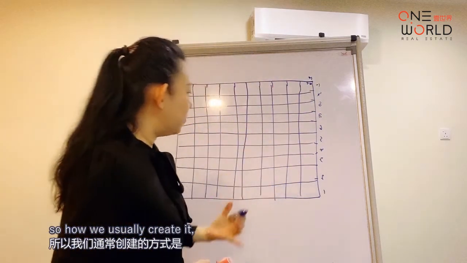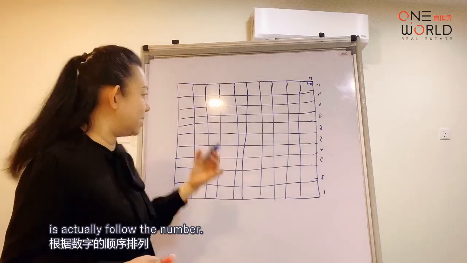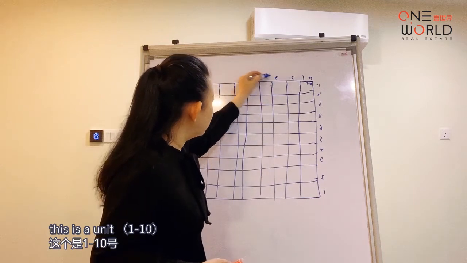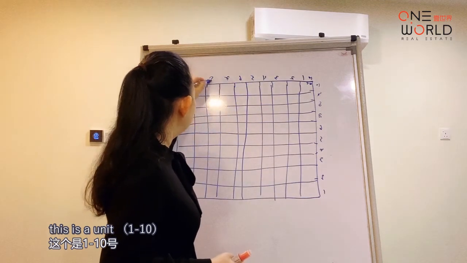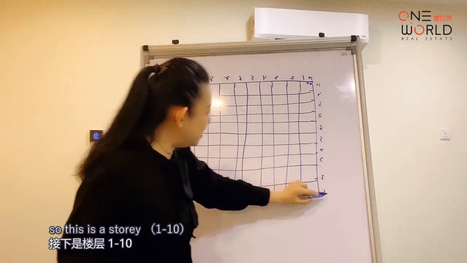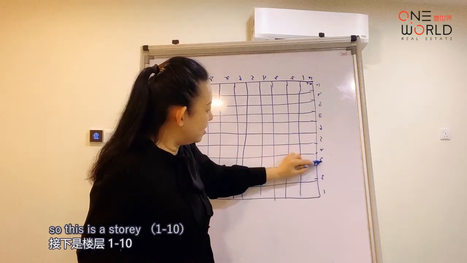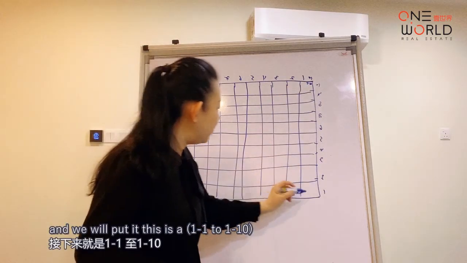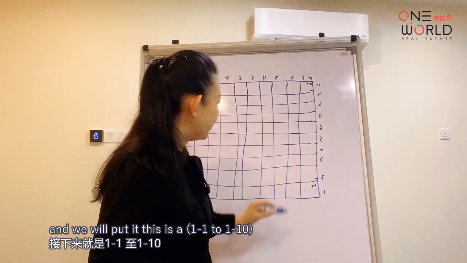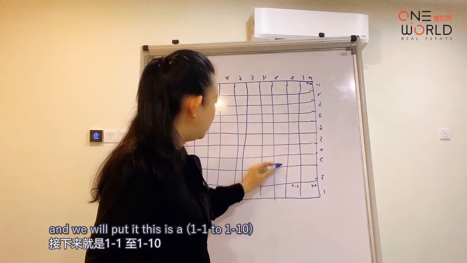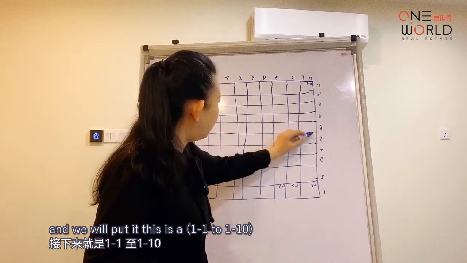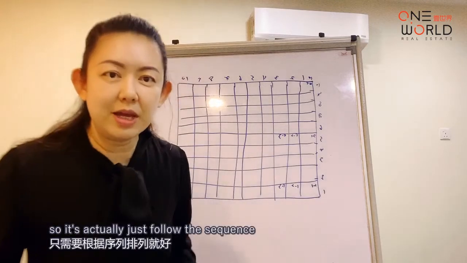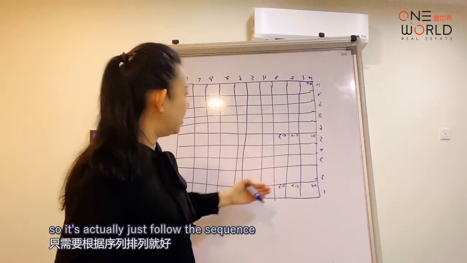How we usually create it is to follow the numbers. For example, this is Unit 1, Unit 2, Unit 3, 4, 5, 6, 7, 8, 9, 10. Alright, so this is the story: first, second, third, fourth, fifth, sixth, up to 10. It's actually so simple. And we will put this as 1-1, 1-2, 1-3, or 5-1, 5-2, 5-3. It just follows the sequence.